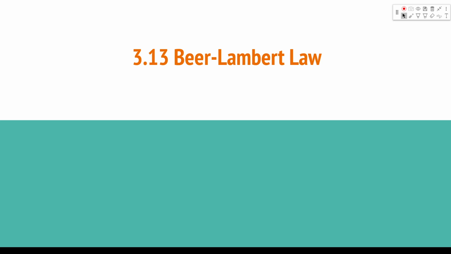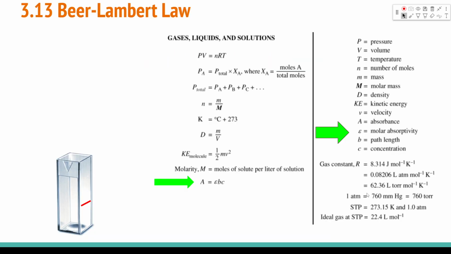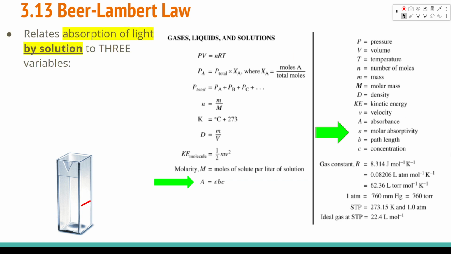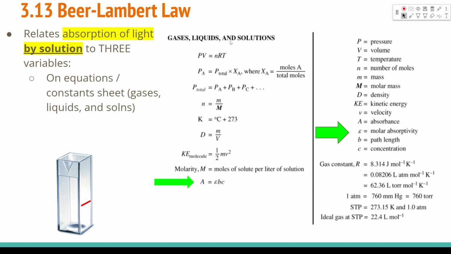All right, 3.13 Beer-Lambert law. Okay, so this relates to the absorption of light by solution, as I have highlighted here. And so there are three variables we need to watch out for. On our constant equation sheet in the gas, liquids, and solution section, I have labeled here and then labeled here. So A is absorption, as it says, and then we have epsilon, which is molar absorptivity, we have our path length, and we have our concentration. What the heck is all this? Like, what does that mean?